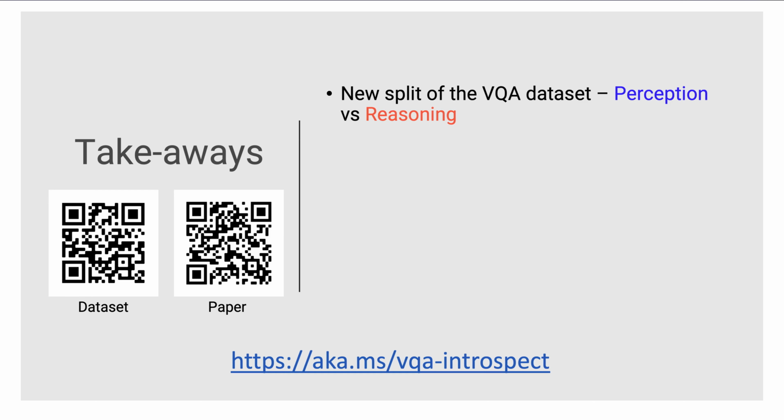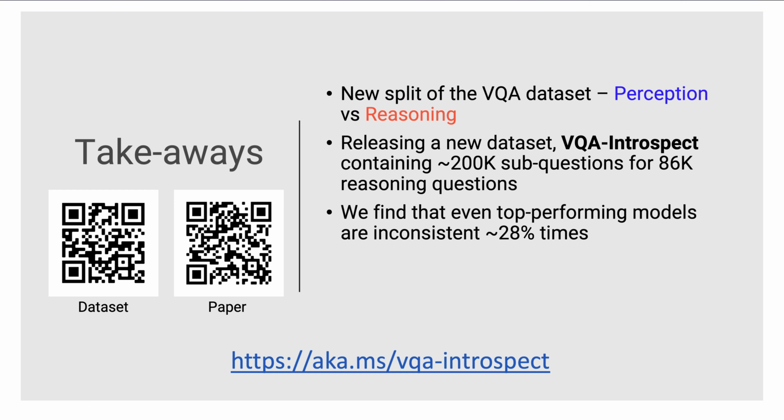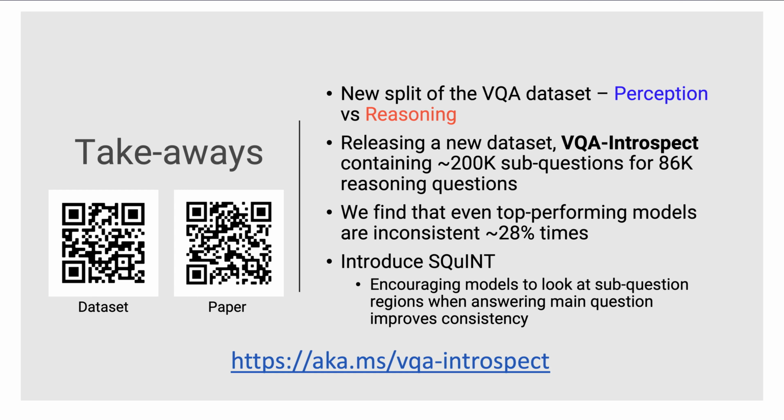In this work, we introduce a new split of the VQA dataset, perception versus reasoning. We release a new dataset called VQAintrospect containing 200K sub-questions. We find that even top-performing models are not always consistent. We introduce SQuINT to improve the consistency and reasoning capability of models. Our dataset can be found in this link.